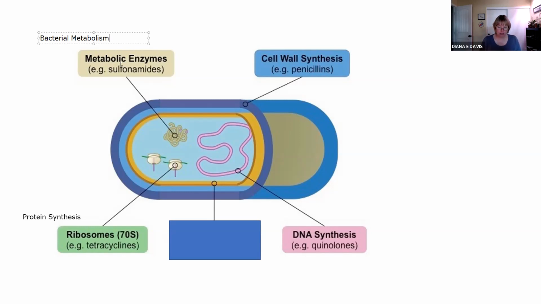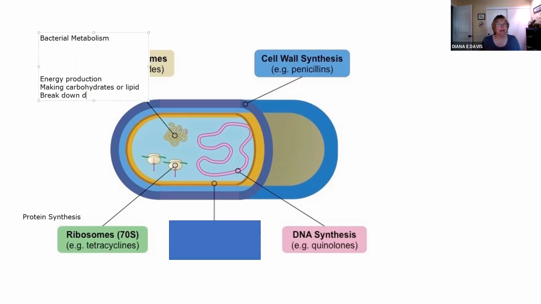So it may target energy production. It may target making carbohydrates or lipids. Just like proteins, we need to manufacture these. All cells need to manufacture these. It can also target the mechanisms that break down damaged molecules.